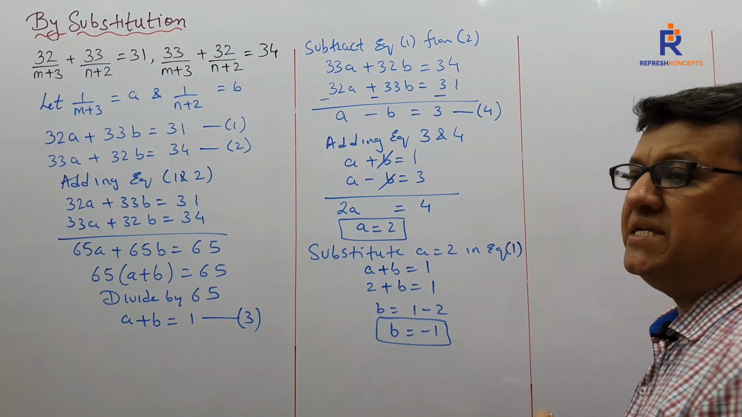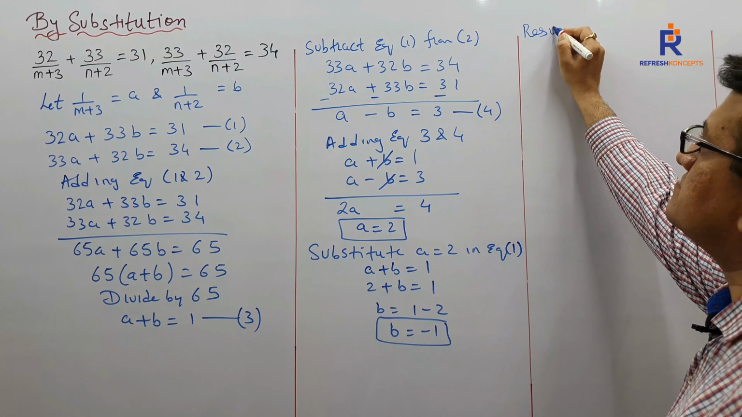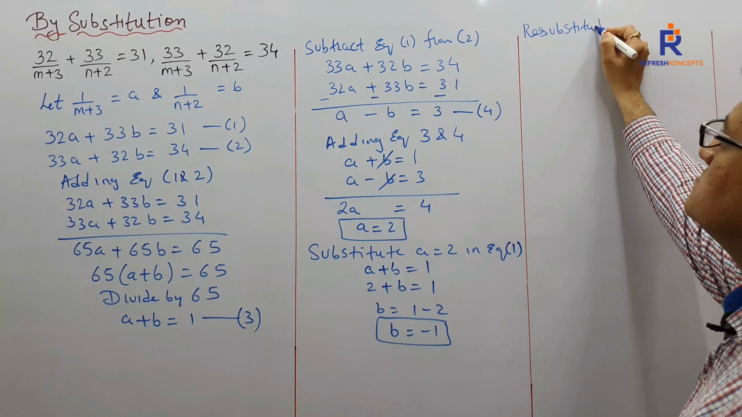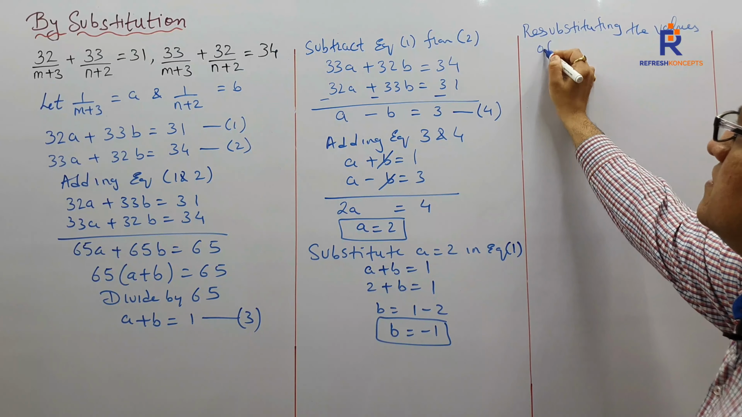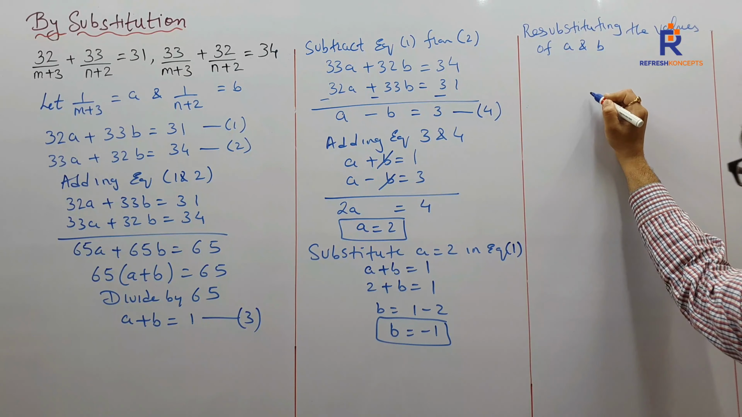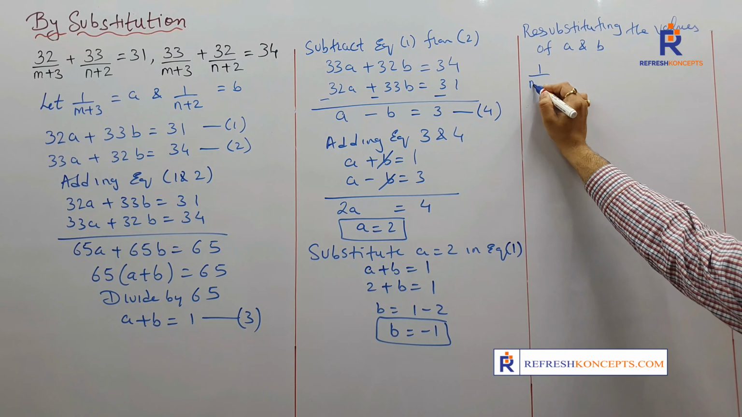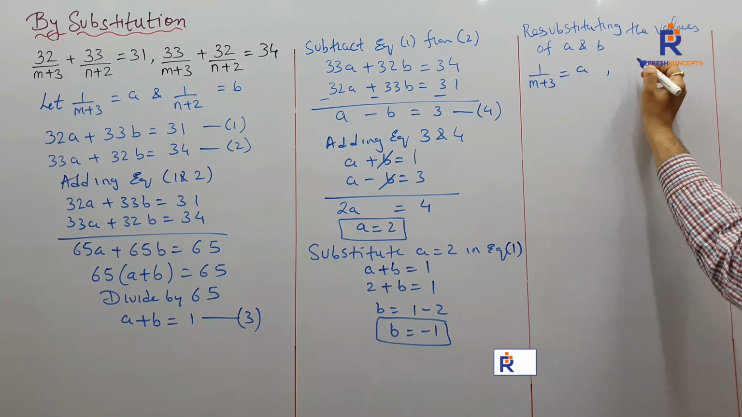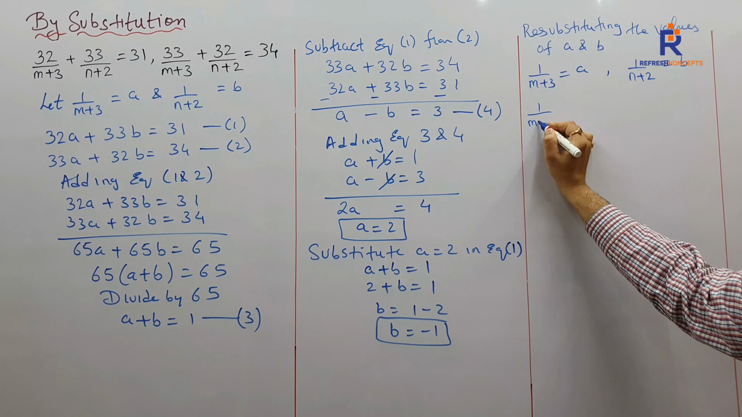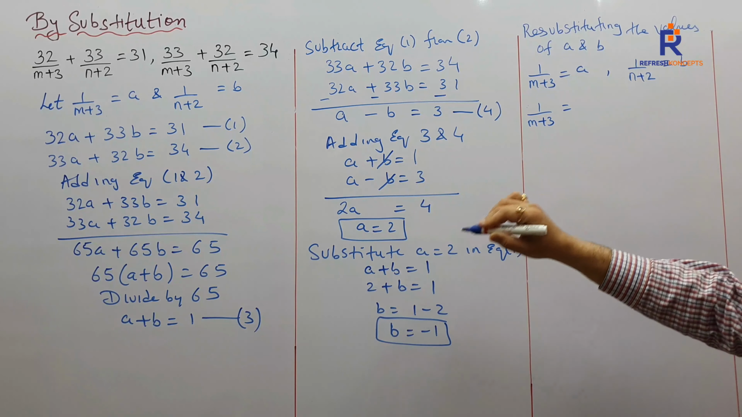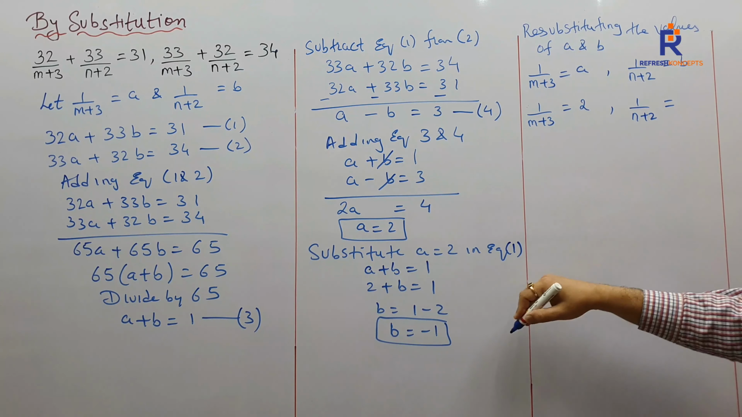Are we done with our sum? Indeed not. What do we need to go for? Resubstitute the values of a and b. If you can do it simultaneously, fine, or else one below the other. 1 by m plus 3 is equal to a, 1 by n plus 2 is equal to b. 1 upon m plus 3 is equal to a, and a is 2. 1 by n plus 2 is equal to b, and b is minus 1.